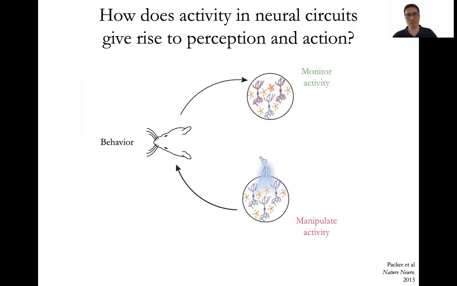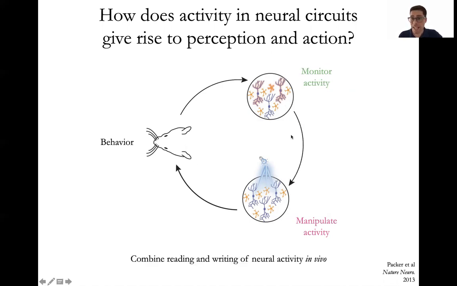Another thing we'd really like to do is, as I've been saying throughout this, what we want to know is how activity in neural circuits gives rise to perception and action. And so what we'd like to be able to do is have an animal performing a behavior, monitor the activity of identified neurons that we believe underlie that behavior, and then close the loop in that particular animal by manipulating the activity of those identified neurons to test our hypotheses about how they underlie that behavior. So we want to actually combine the reading and writing of neural activity in vivo.